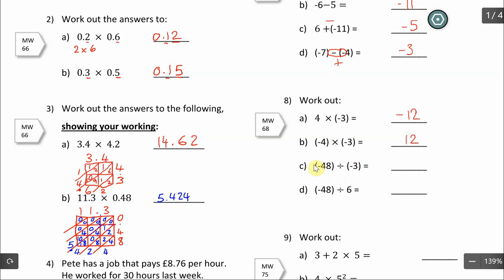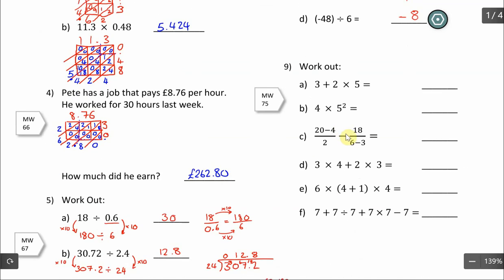The same rules apply for negatives in divisions. If we're dividing two negative numbers together, they will cancel out. So this is just 48 divided by 3, which is 16. And negative 48 divided by 6, that's going to give us a negative because we're dividing a negative by a positive. 48 divided by 6 goes 8 times, so negative 8.